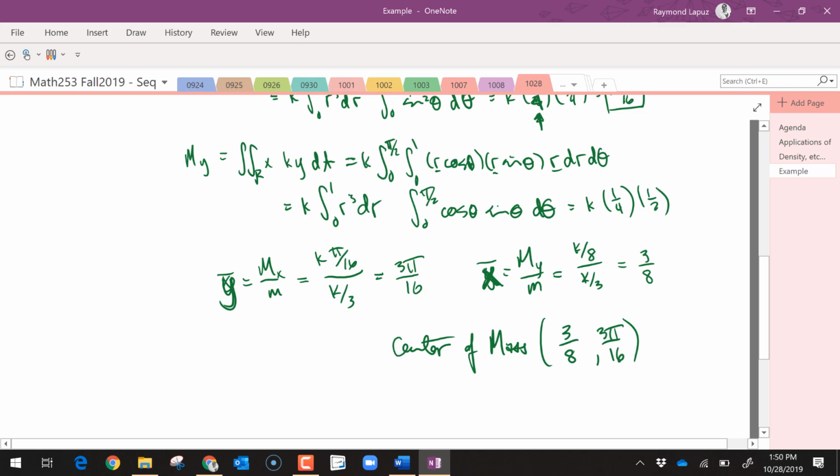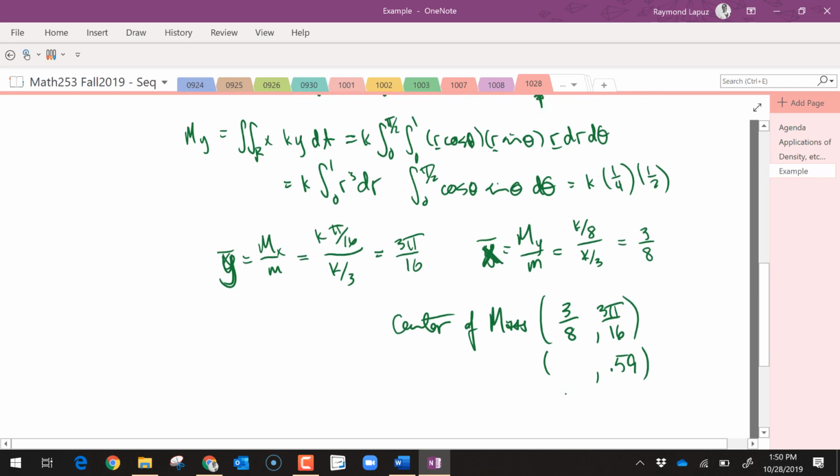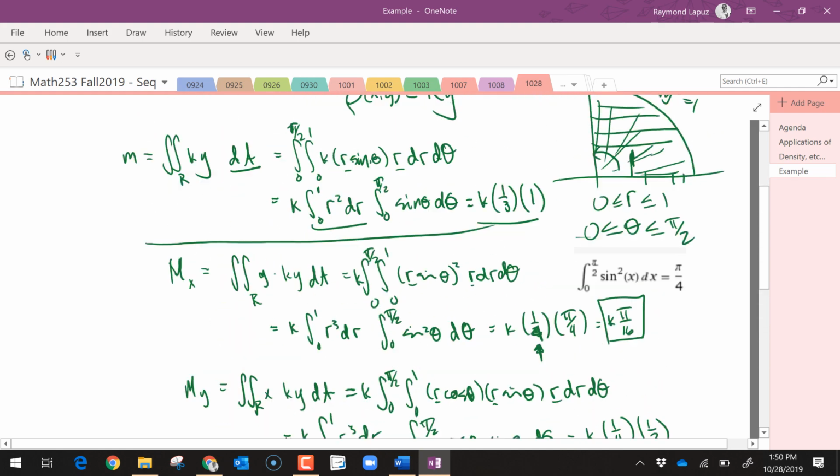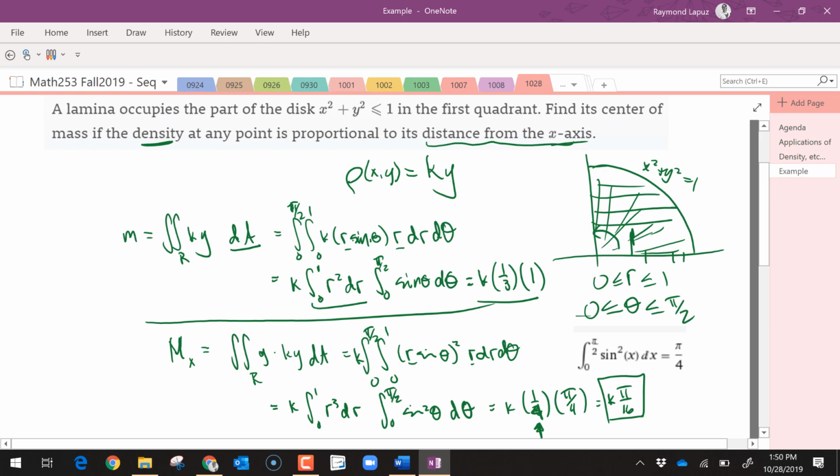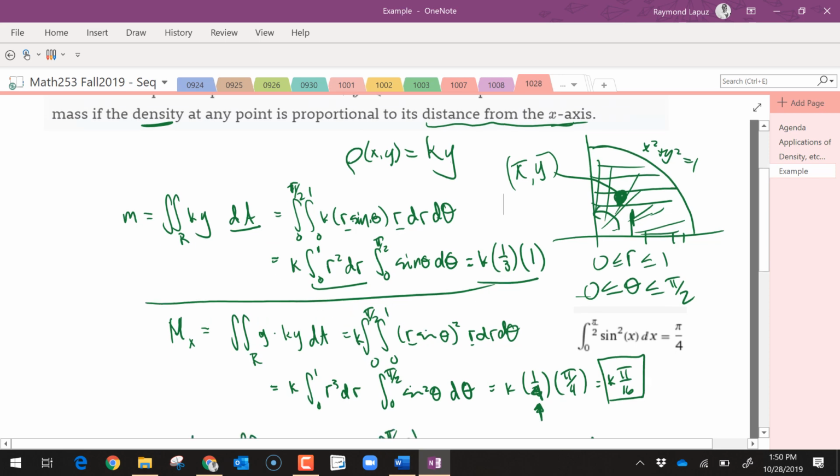Three pi over 16. All right, what is 3 pi over 16 approximately? And 3 over 8. So 0.375, 0.59. This is 1, so 0.375 is closer over here. 0.59 is just about halfway through. So this looks like it's going to be your center of mass. Okay.